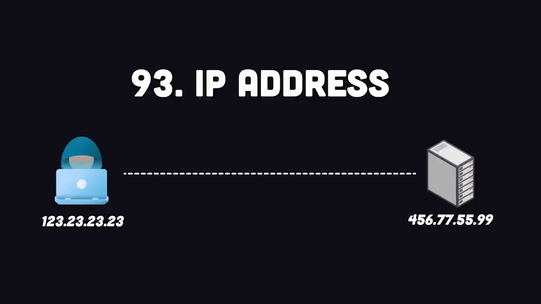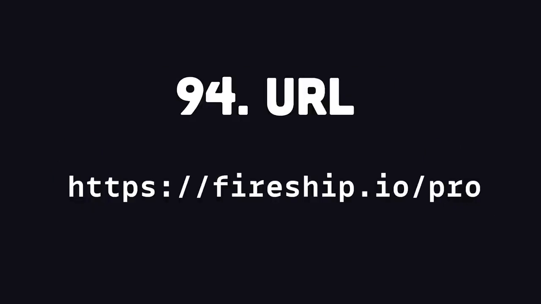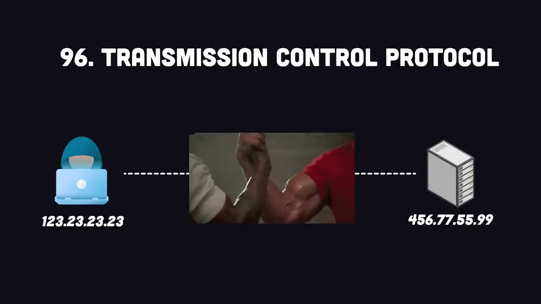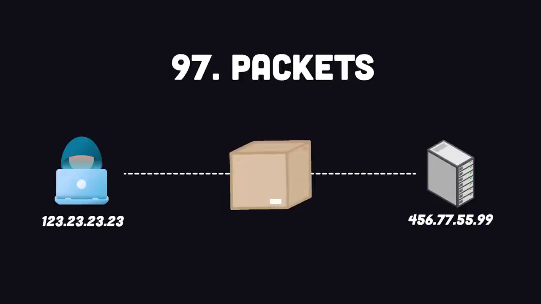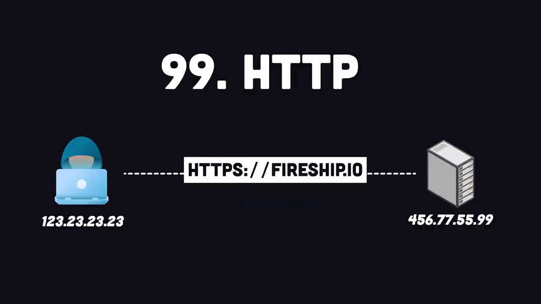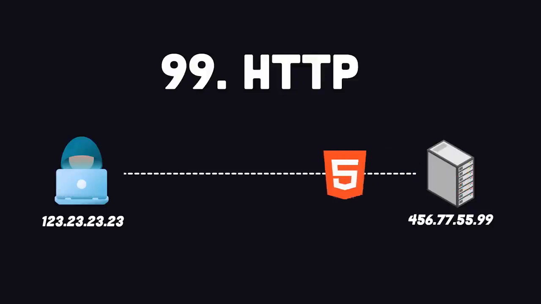That IP address is usually aliased to a URL that is registered in a global database called the Domain Name Service. Now, to establish a connection, the two computers will perform a TCP handshake, which will allow them to exchange messages called packets. On top of that, there's usually a security layer like SSL to encrypt and decrypt the messages over the network. Now, the two computers can securely share data with the Hypertext Transfer Protocol. The client may request a web page, then the server will respond with some HTML.